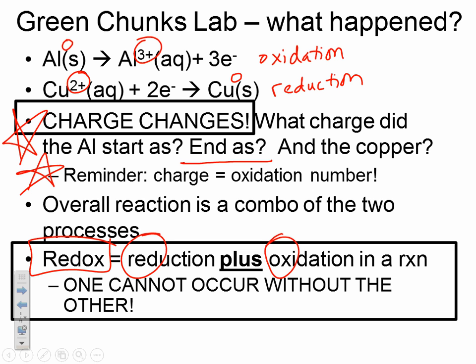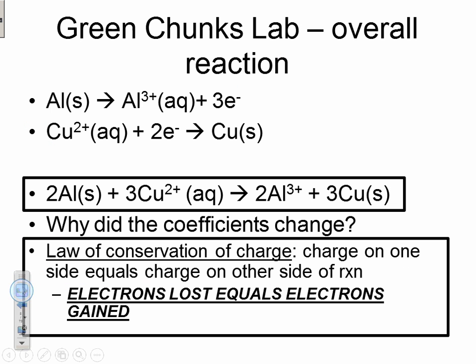Because both of these things happened at the same time, because we had the oxidation plus reduction occurring in the same beaker, we call that a redox reaction. One thing was oxidized, one thing was reduced. And a massive point with redox, one cannot occur without the other. You have to have both processes occurring at the same time, and that's what we call redox reactions. Redox reactions, reduction plus oxidation. One thing loses electrons, something else gains electrons.